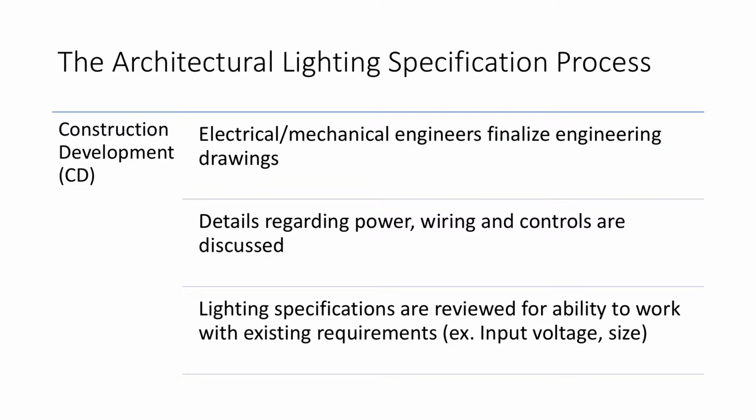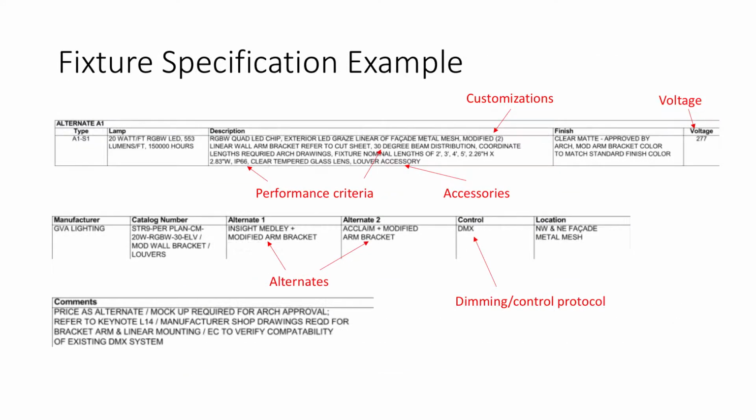Typically, electrical and mechanical engineers finalize engineering drawings. Details regarding power, wiring, and controls are discussed. These questions are posed. For existing buildings, people look at where the entry and exit points can be and make sure all the lighting specifications can work with existing requirements. So here's an example of a fixture specification.